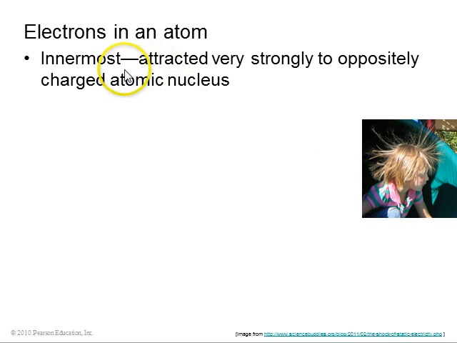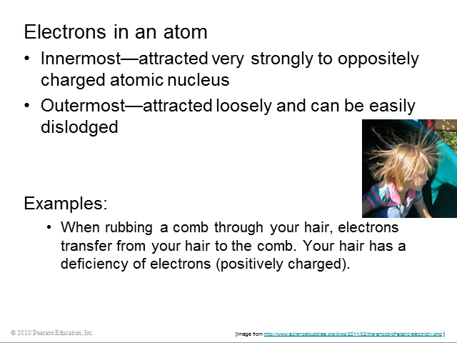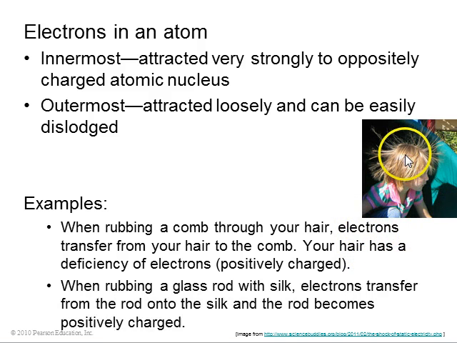So in an atom, the innermost electrons are attracted very strongly to this oppositely charged nucleus, but the outer electrons sometimes can get dislodged. For example, this girl sliding down the slide, electrons may be transferred to the plastic. It can also happen with a comb. So the comb or the slide here ends up negatively charged, and your hair ends up with a positive charge.